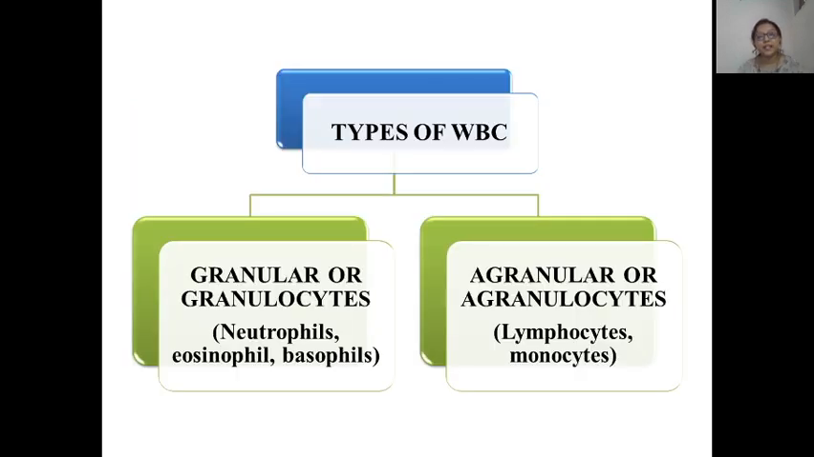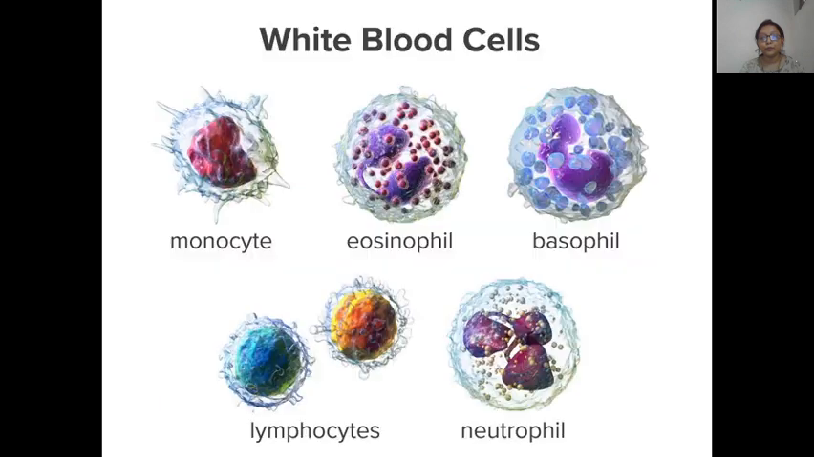The types of WBC are broadly divided into granular or granulocytes and agranular or agranulocytes. The granular ones include neutrophils, eosinophils, and basophils, and agranular or agranulocytes include the lymphocytes and the monocytes. Now, this is the picture of the white blood cells. The monocyte and the lymphocytes are the agranulocytes, whereas the eosinophils, basophils, and the neutrophils are the granulocytes because they contain granules in them. The granules can be differentiated or stained with the help of a specific stain which is known as the Wright stain.